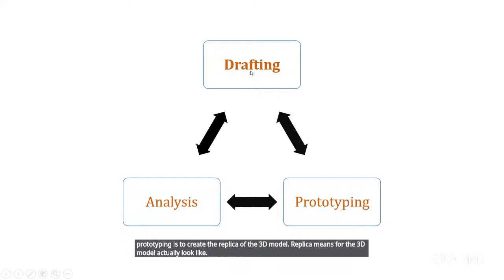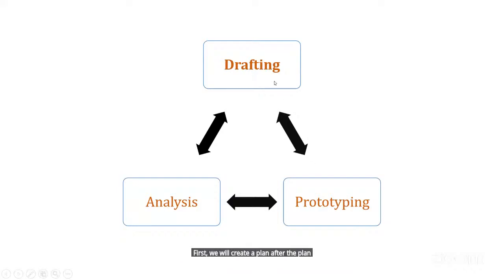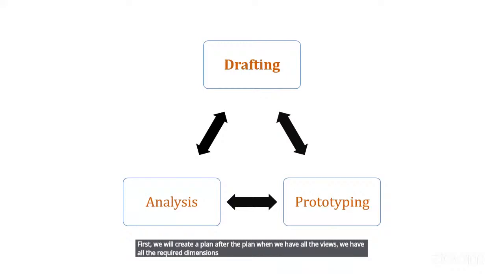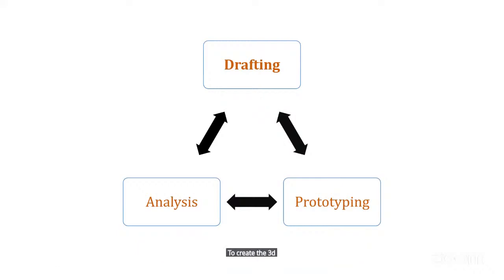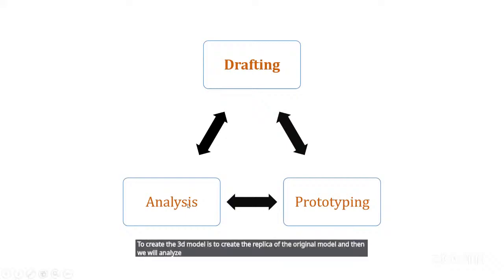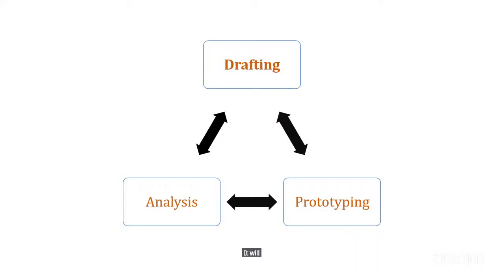First, we will create a plan. After the plan, when we have all the views and all the required dimensions, then by using those dimensions, we will create a prototype. After we are done with the prototyping, which means creating the 3D model, the replica of the original model, we will analyze it, and we will apply all the stress and strain. Then if you want to go for thermal, then heat will come into play. And if you want to go for multi-direction analysis, then it will be a combination of two or more things, like structural and thermal. And this is how the whole process works.